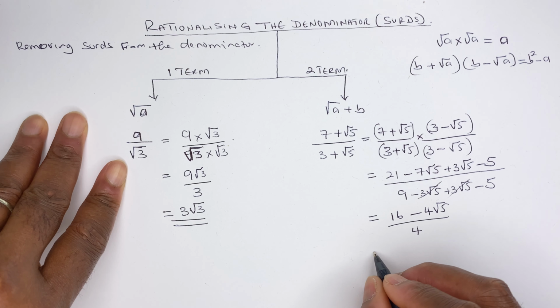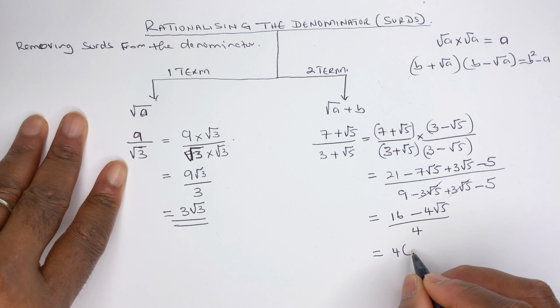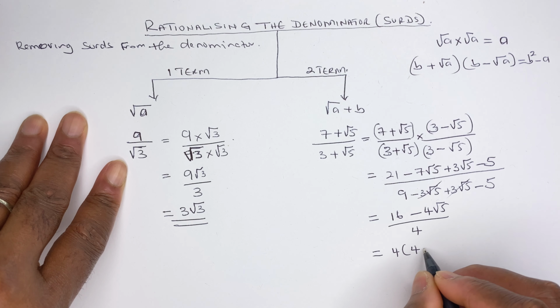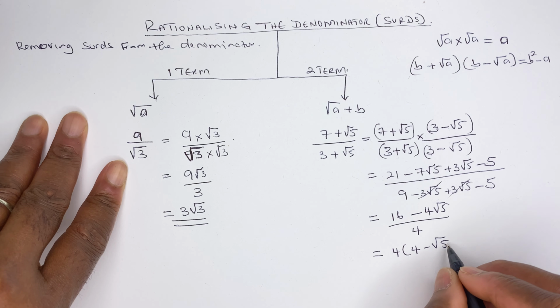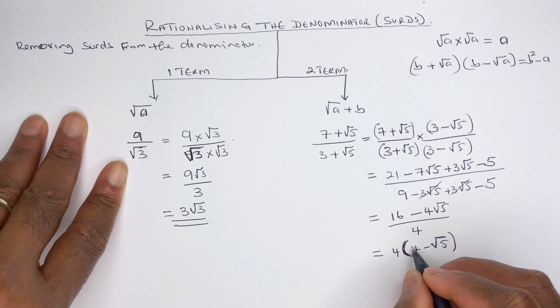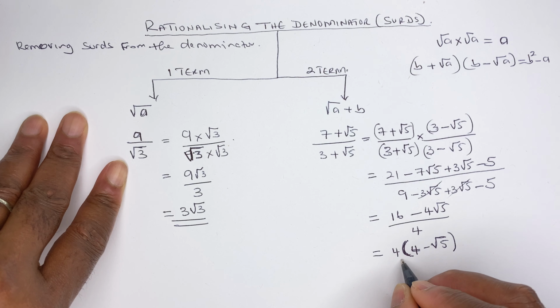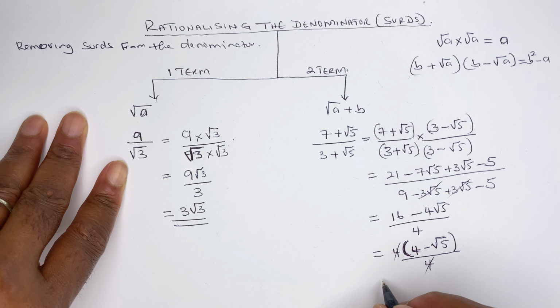4 is a common factor here, common in the top. If I take 4 out, I get 4 times 4 is 16, minus 1 root 5, but we don't write 1 because it's default. You don't write the default in maths. Then you divide that by 4, 4 cancels 4, and the final answer will be 4 minus root 5.